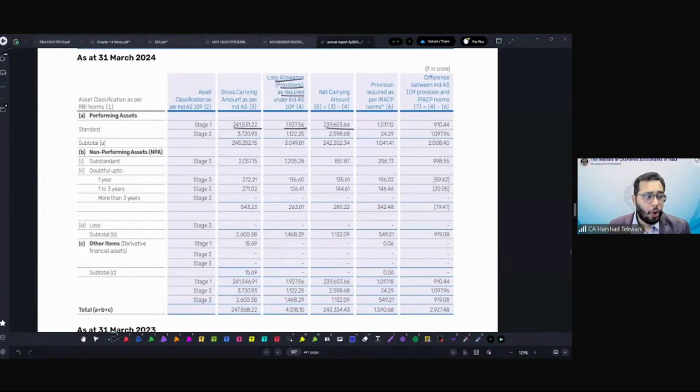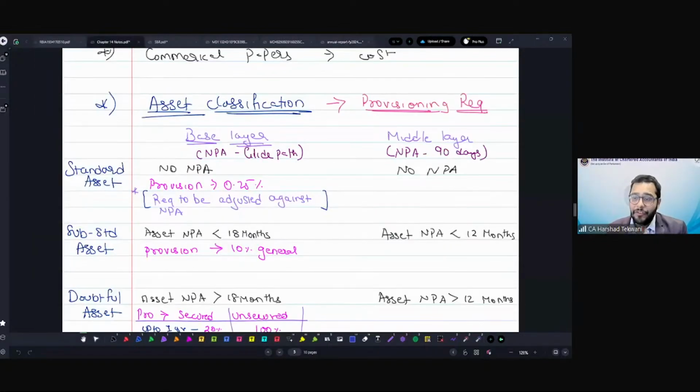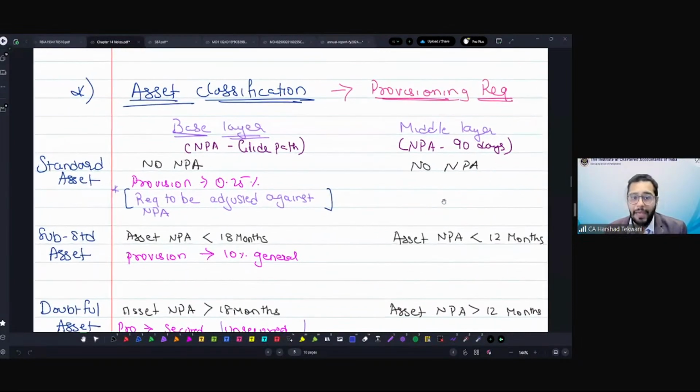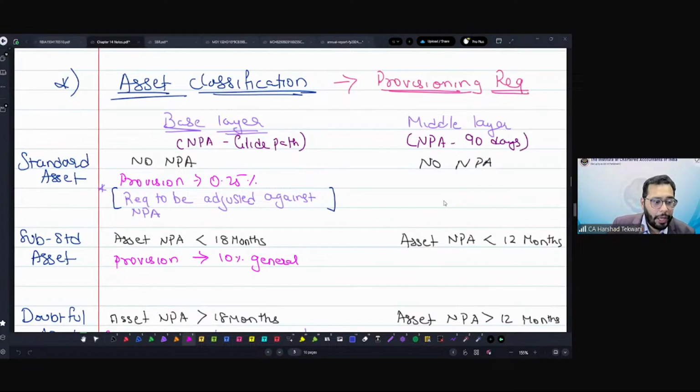Okay, if no doubts, then let's proceed further and discuss. We were discussing the NPA norms and asset classification. We discussed asset classification for the base layer and also for the middle layer. We discussed the provisioning requirement for the base layer. Now we will discuss the provisioning requirement for the middle layer.